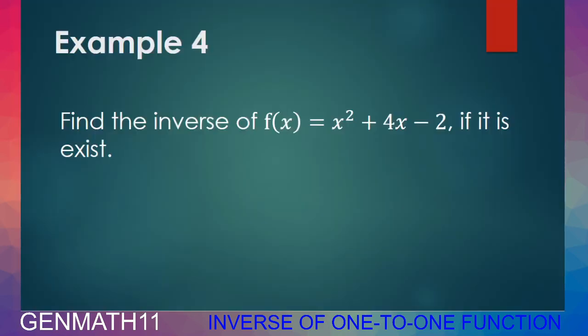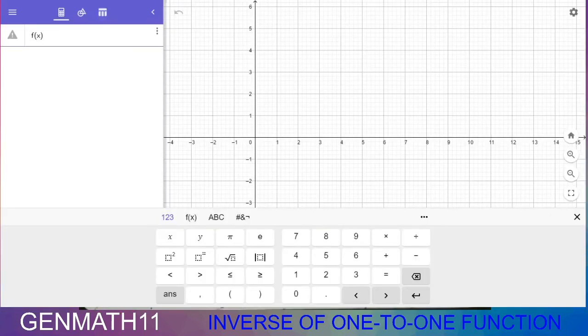Find the inverse of f of x is equals to x squared plus 4x minus 2 if it exists. Okay. Napag-aralan natin last time yung sa quadratic function kapag ginamitan natin siya ng horizontal and vertical line test. So i-graph natin si f of x is equals to x squared plus 4x minus 2. Confirm natin kung siya ay may inverse o wala.